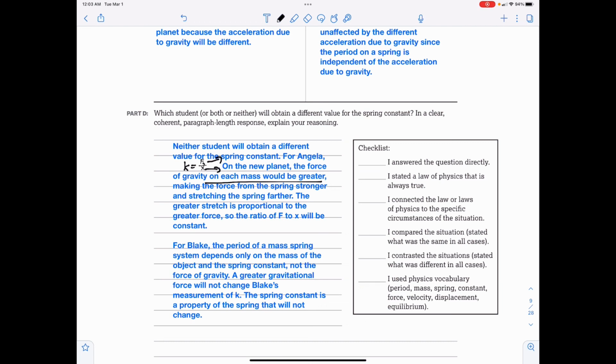Blake, the period is independent of the acceleration due to gravity, right? The period of the mass spring system depends only on the mass and the spring constant, neither of which change. A greater gravitational force does not change the measurement for k. The spring constant will be the same.